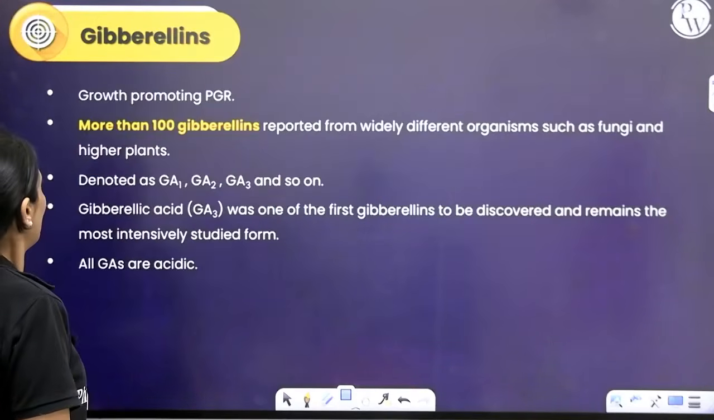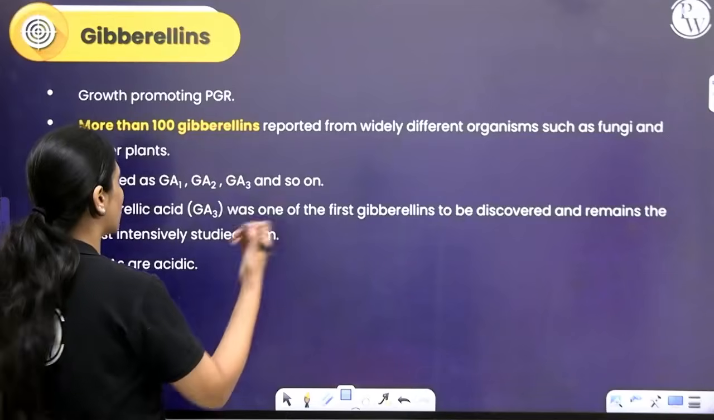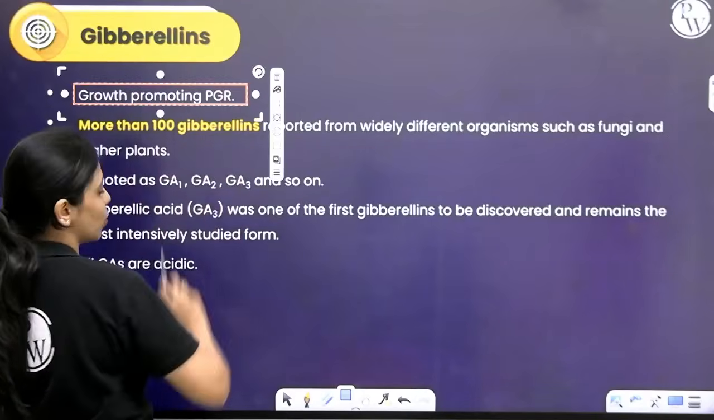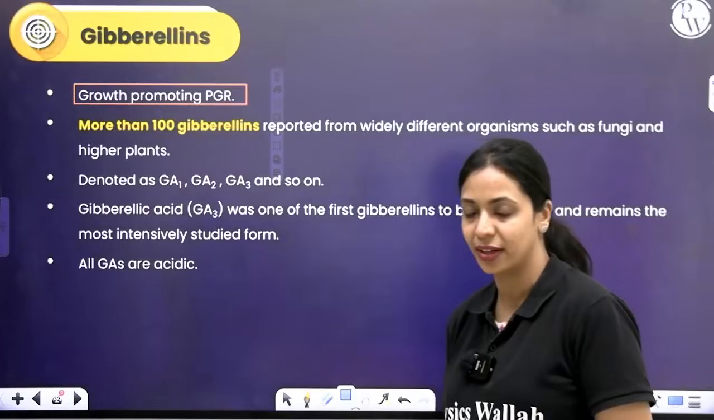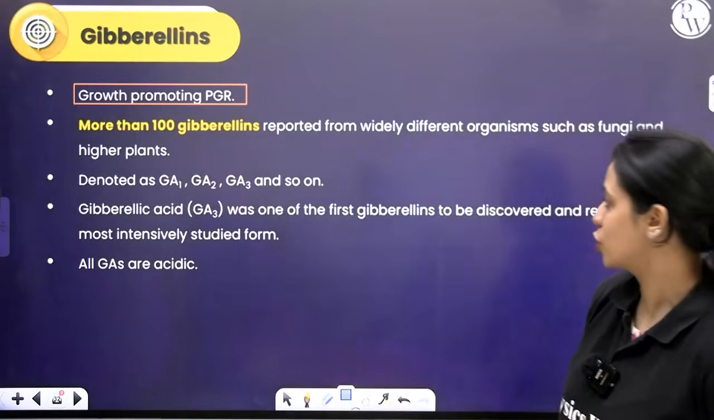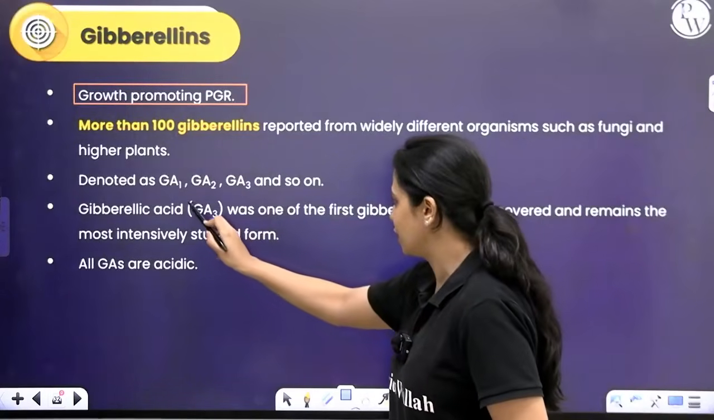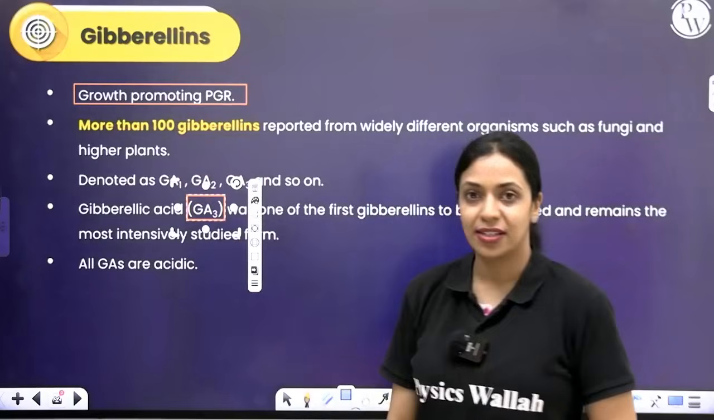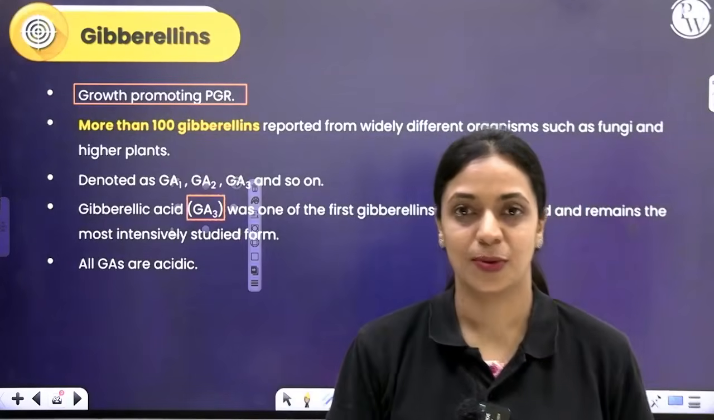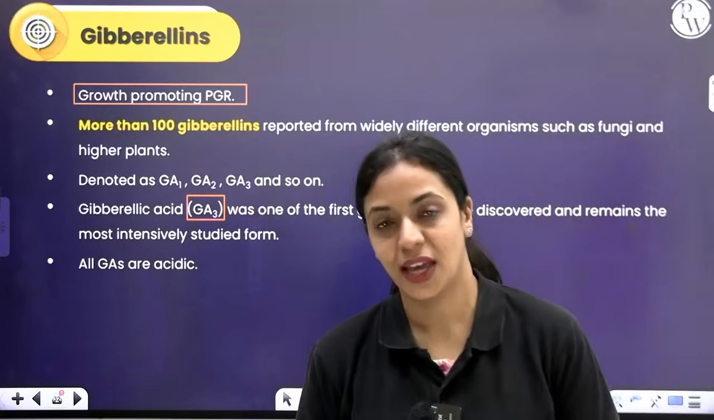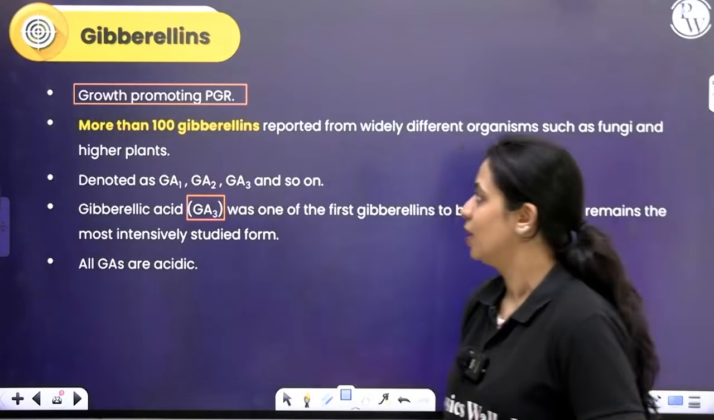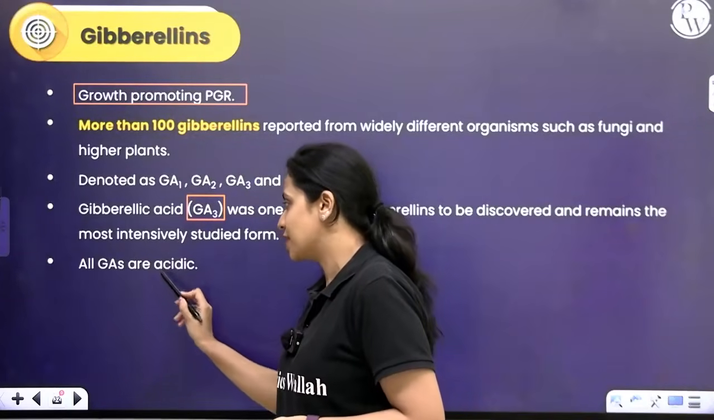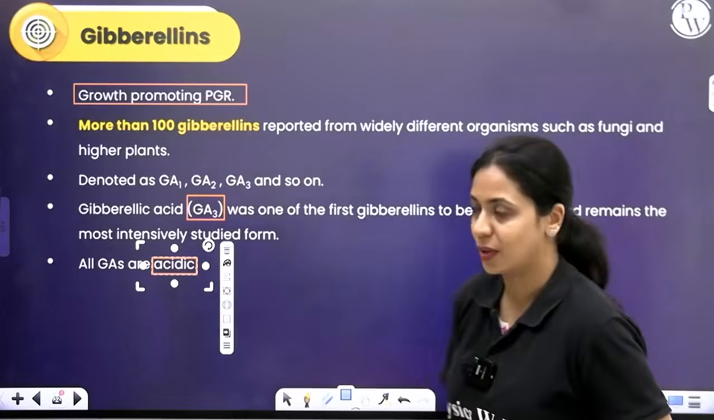Alright. Now, this is a growth promoting PGR. I've already told you about that. So far, more than 100 gibberellins have been isolated, but the most popular one and the most used one is GA3. You don't give them fancy names. You just call it gibberellic acid 1, gibberellic acid 2, gibberellic acid 3. GA3 is the most popular and the most widely used and the most studied also. It's obvious that they're called gibberellic acid because they are acidic in nature, right?